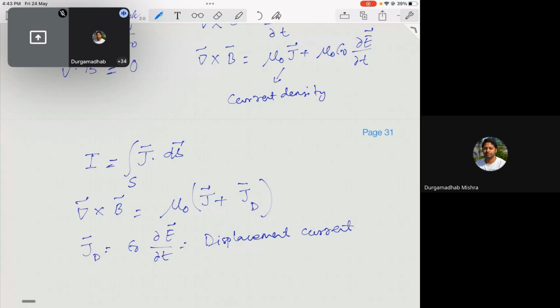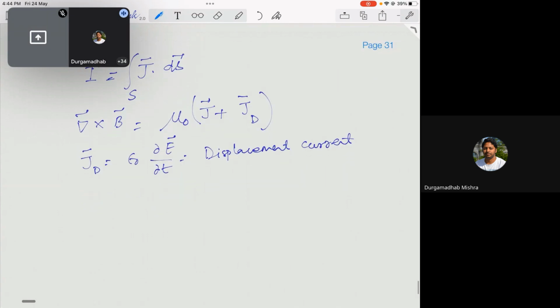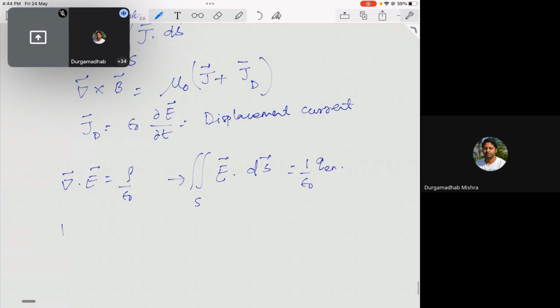We should also be able to write down all these equations in integral form, because that is essential when you want to calculate the electric field. So the first, as we said, del dot E is rho by epsilon naught, which you can write as the surface integral of E dot dS equals 1 by epsilon naught times the total charge enclosed. And del dot B is 0, which is again the surface integral of B dot dS is always 0.